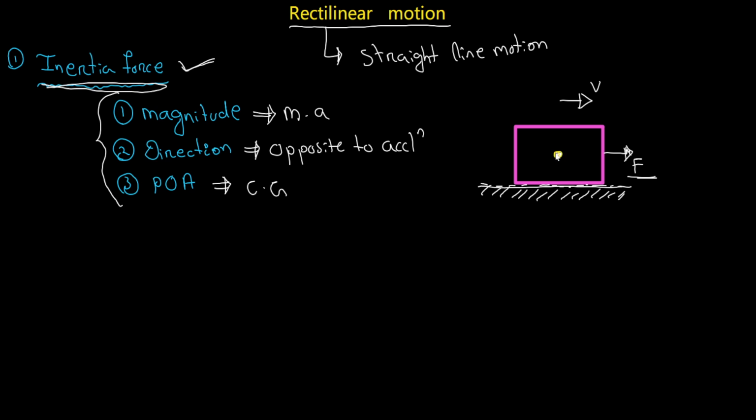Where do you have to apply it? You have to apply it at the center of gravity of the object, having a magnitude of ma. If the object is accelerating in this direction, you have to apply the inertia force in the opposite direction to the acceleration. These are the three things you have to remember. So this is nothing but D'Alembert principle.